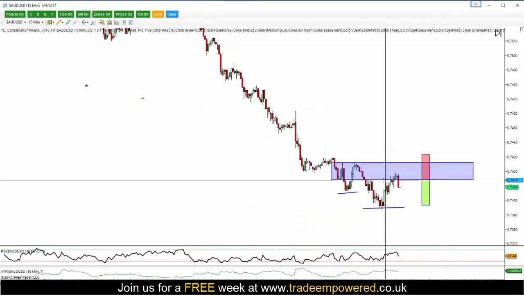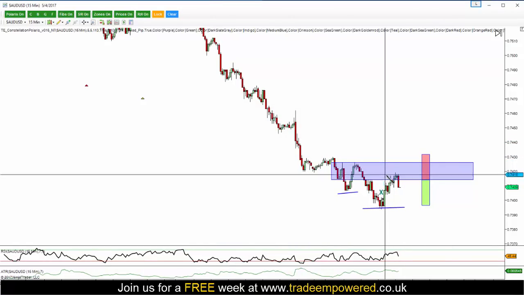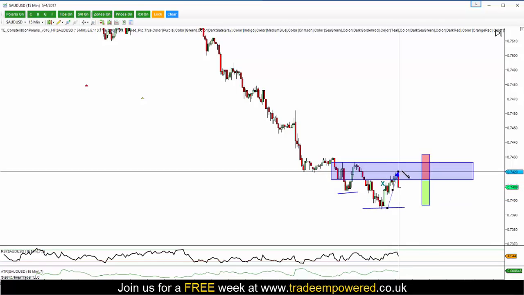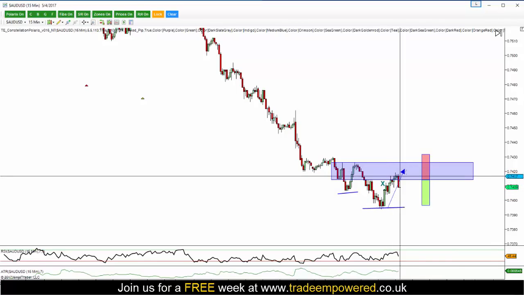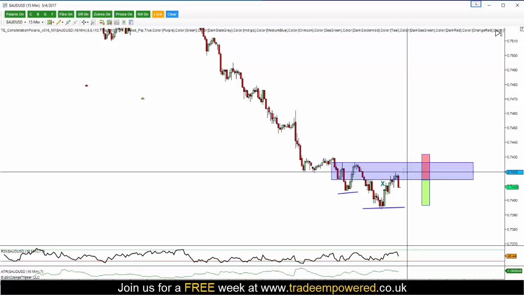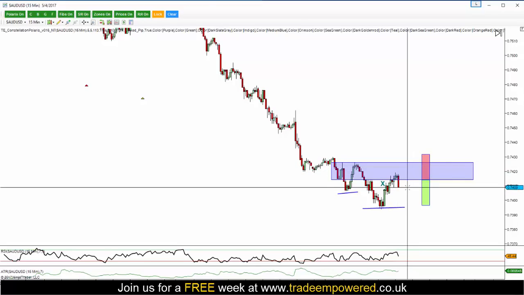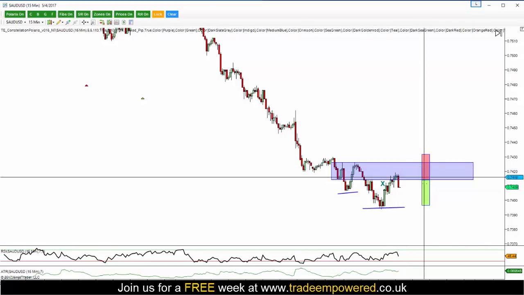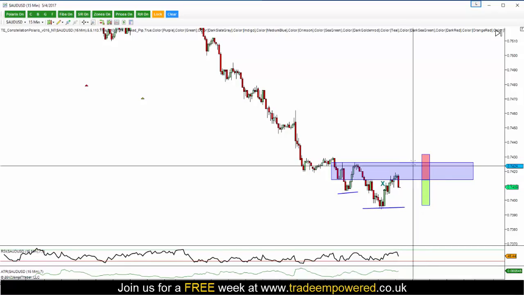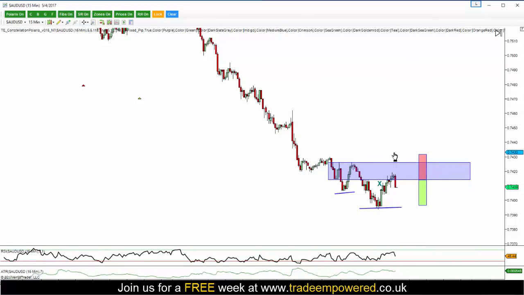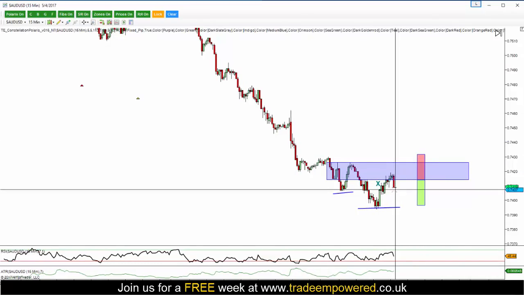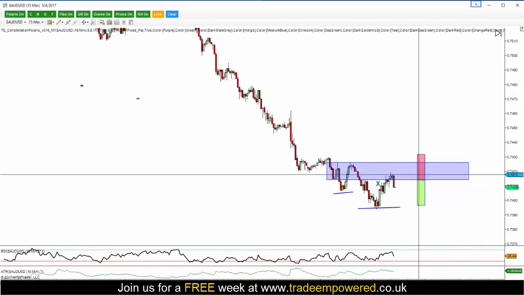So we were looking for a pullback up into this kill zone. You can see we have pushed up into that kill zone now, and what I was looking for in this zone is a lower close candle. Now you can see that we've had a lower close, but it's formed outside of my kill zone, and the purpose of building this kill zone is that it keeps my trading rule based. I'm not allowed to take this because it breaks my rules.